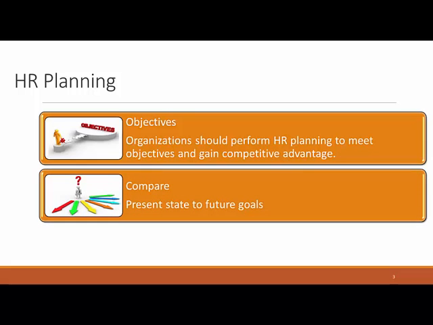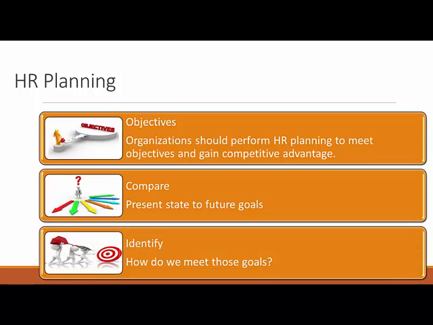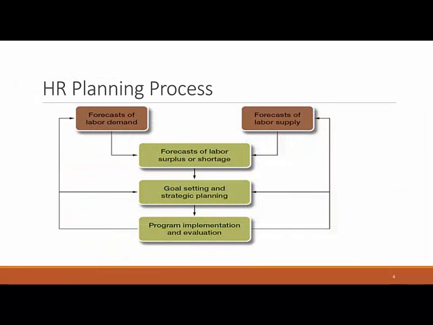Then compare whatever that demand is next year. Do you have enough people to meet that demand? Too many people? Or not enough people? And in what areas? So then you compare and identify. Well, we know we need X number of people in this line and Y number of people in that line. So how is it that we're going to meet those goals? What is our strategy?